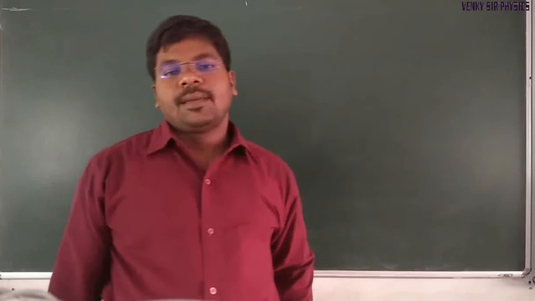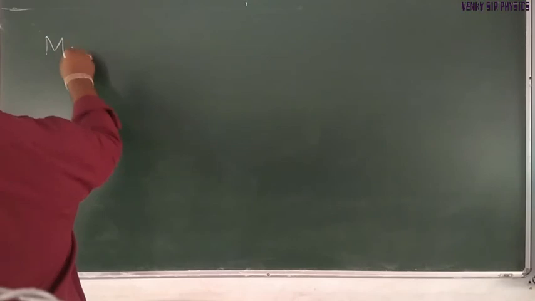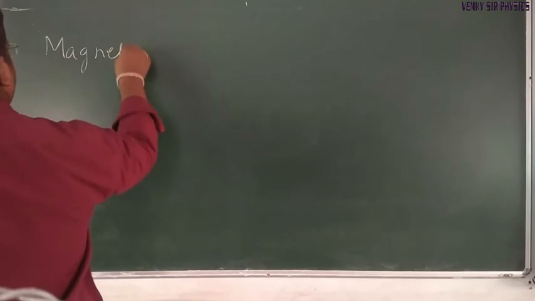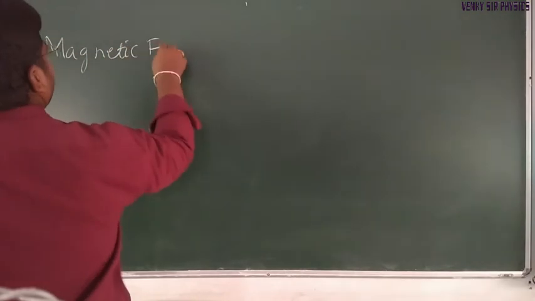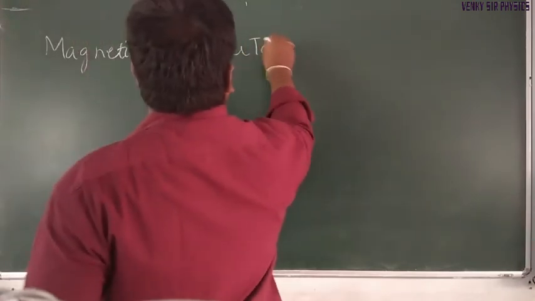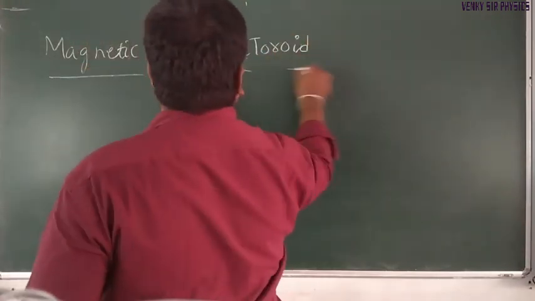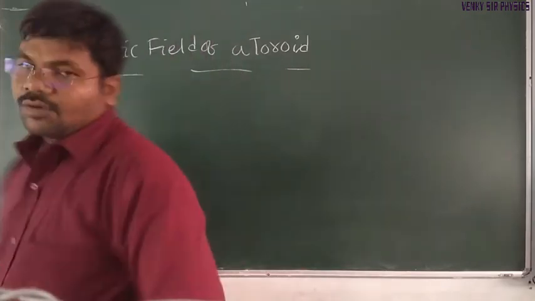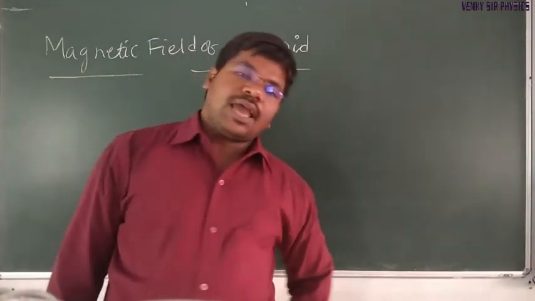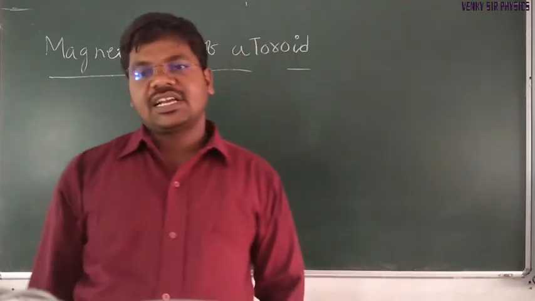Coming to the magnetic field of a toroid. Magnetic field of a toroid. Okay, magnetic field of a toroid. So, what is a toroid? An endless solenoid in the form of a ring is called a toroid.